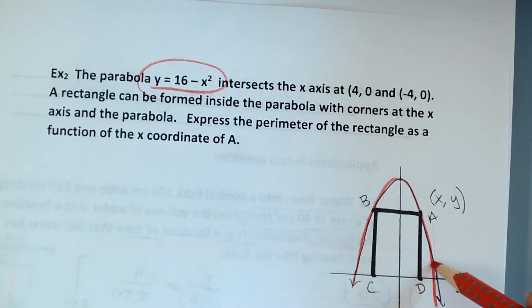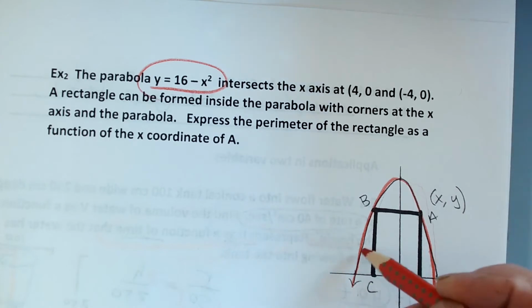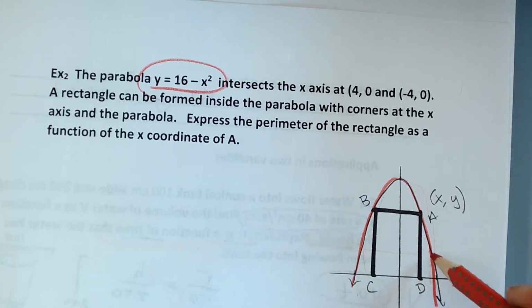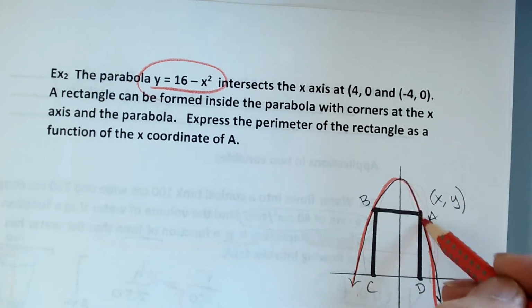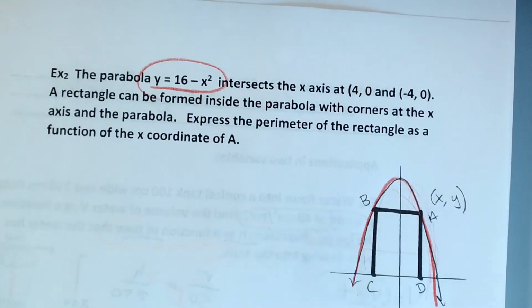If I move this point around, then if the point's here, the rectangle will be here. If I move it here, the rectangle will be here. So it's kind of like a cursor. I can move this point up and down, and it would change the shape of the rectangle. Does that make sense? So what we want to do is express the perimeter of the rectangle as a function of the x-coordinate. So what we need is perimeter.